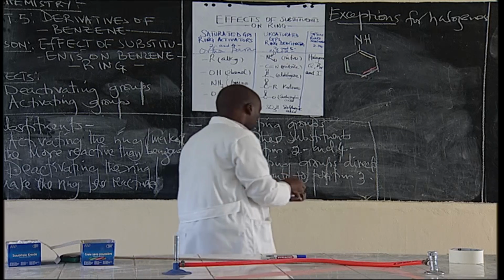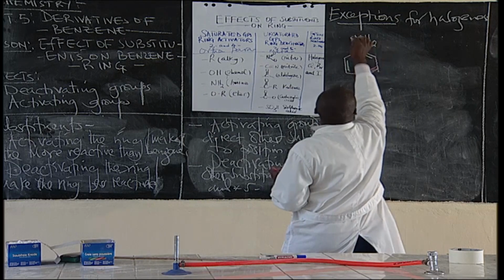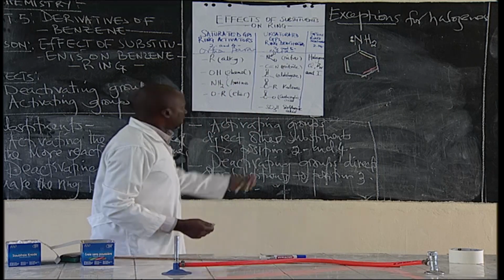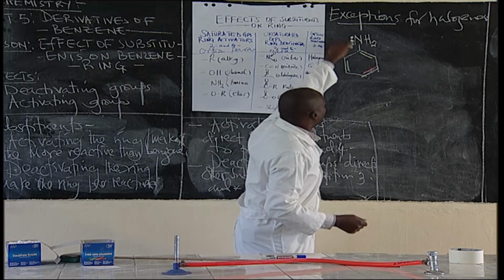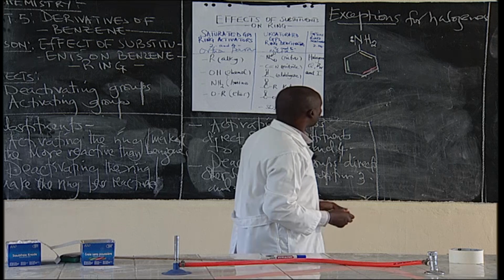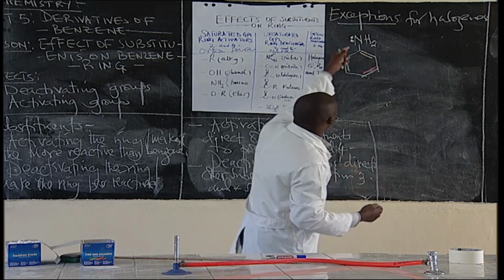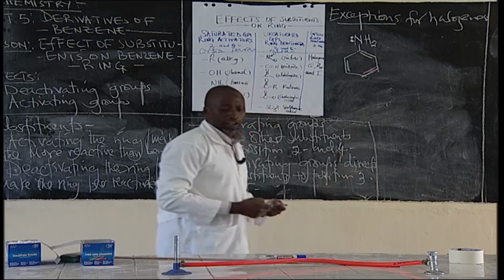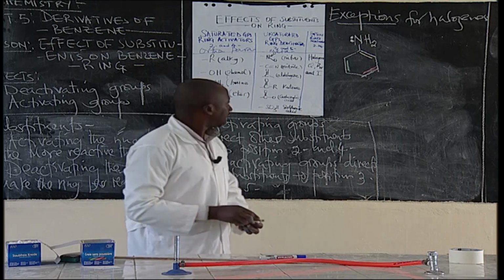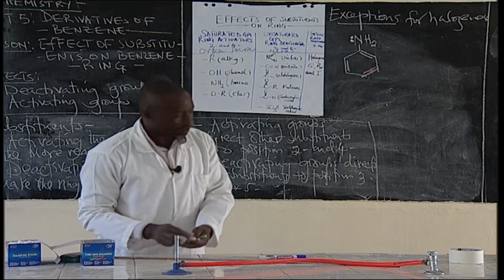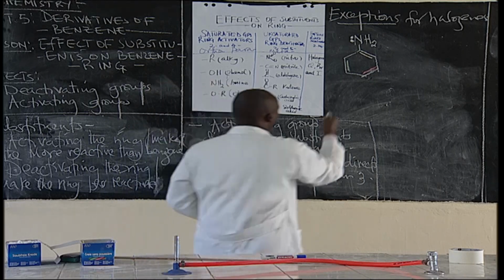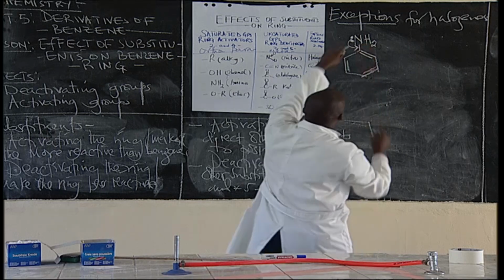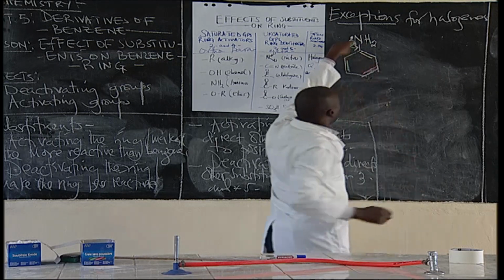So this amine has got the lone pairs, remember? So these lone pairs on the nitrogen atom are able to interact with the benzene ring. So they enter into the ring. And when they enter into the ring, what happens? This is what happens. So these electrons are entering here. So when they enter, a double bond will be formed.